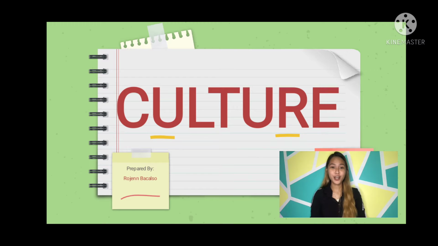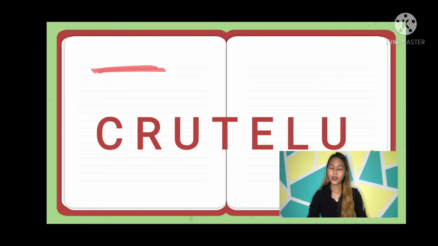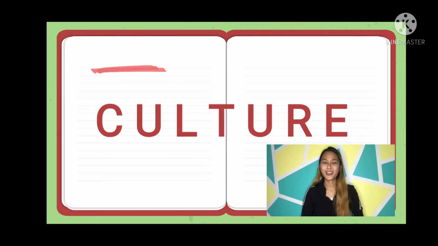Earlier, nature and nurture were discussed, so now we're going to talk about another factor. But before that, we will first arrange the jumbled letters to find out what word this is. Very good. That is culture. I know all of you have encountered that term, but do you really know what it means? Let's start our lesson for today.